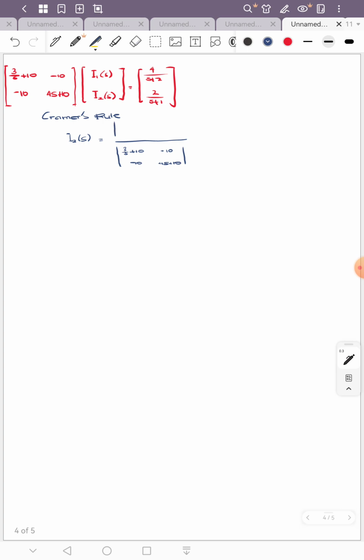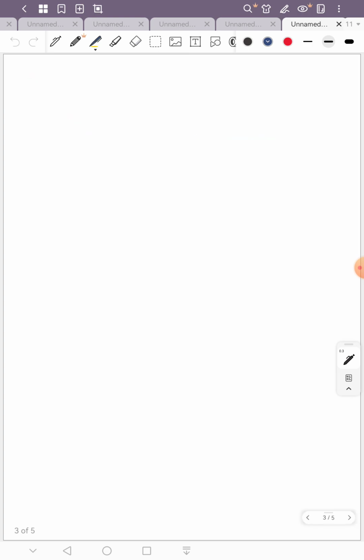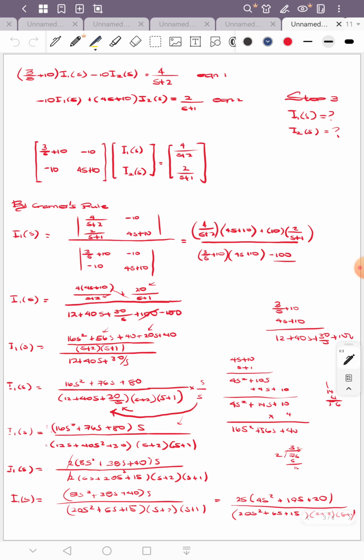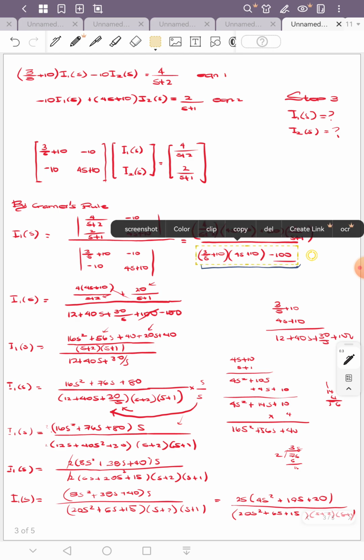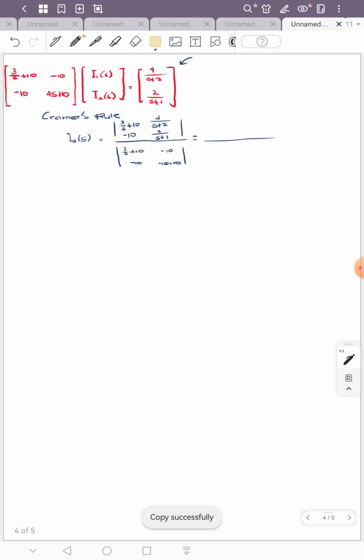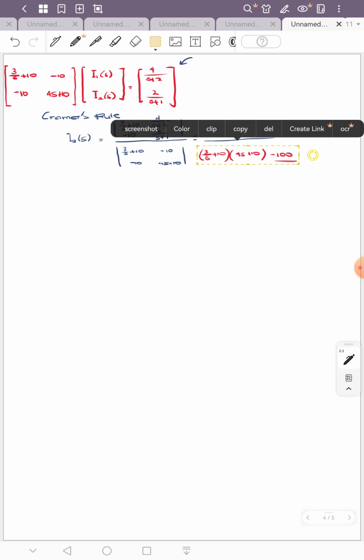Then the numerator: 3 over S plus 10, negative 10. For the second column, we have 4 over S plus 2 times 2 over S plus 1. Now, the determinant is this expression. So we copy. So that is the denominator.